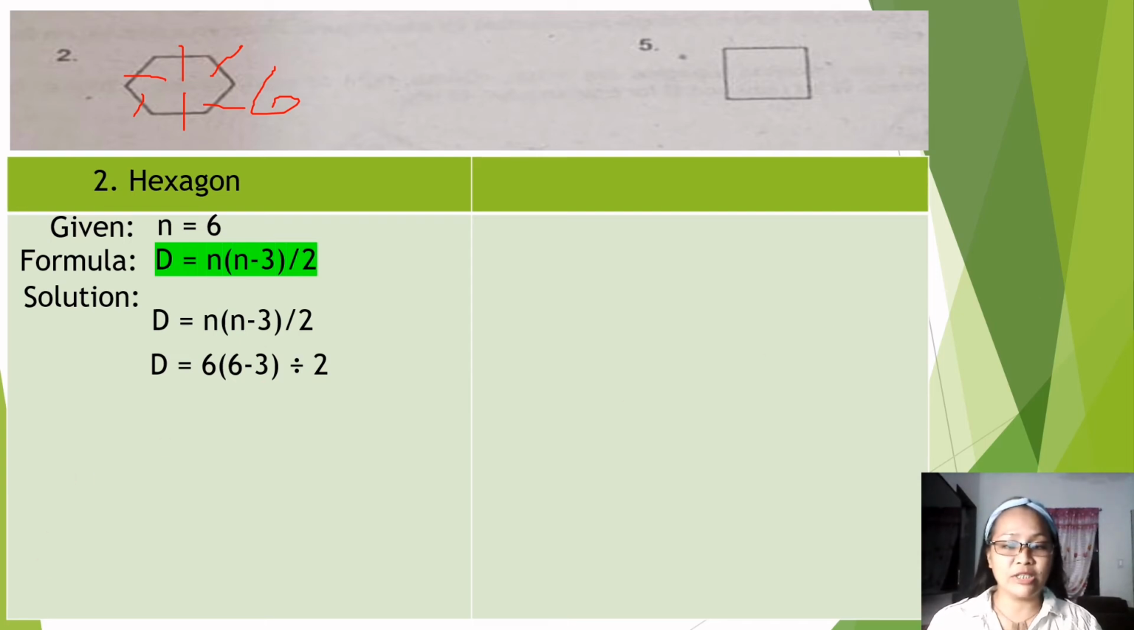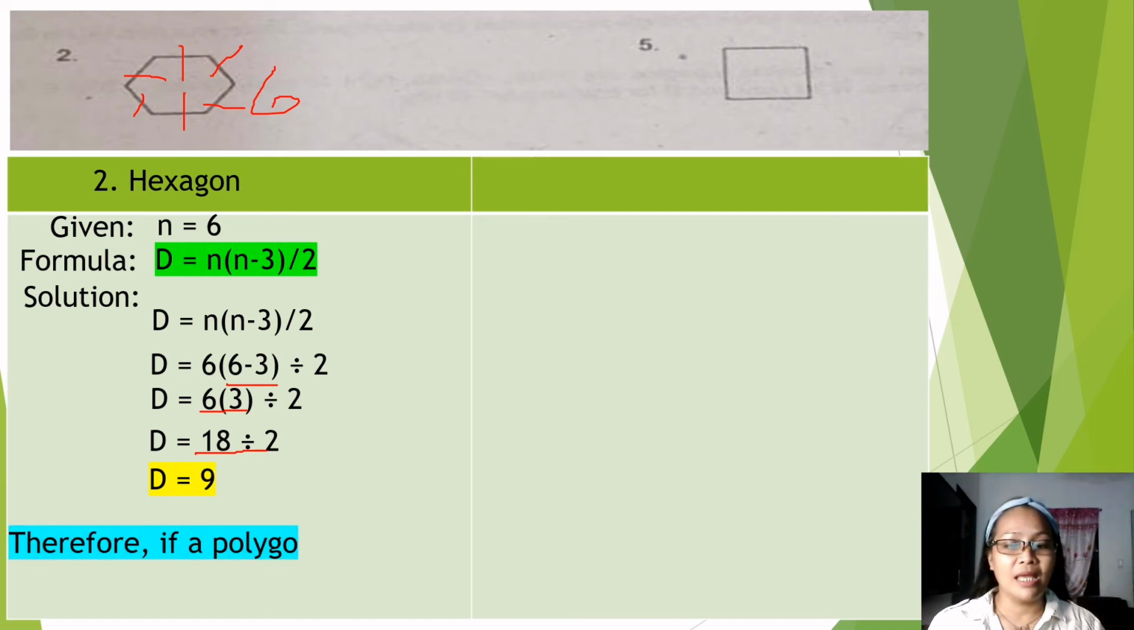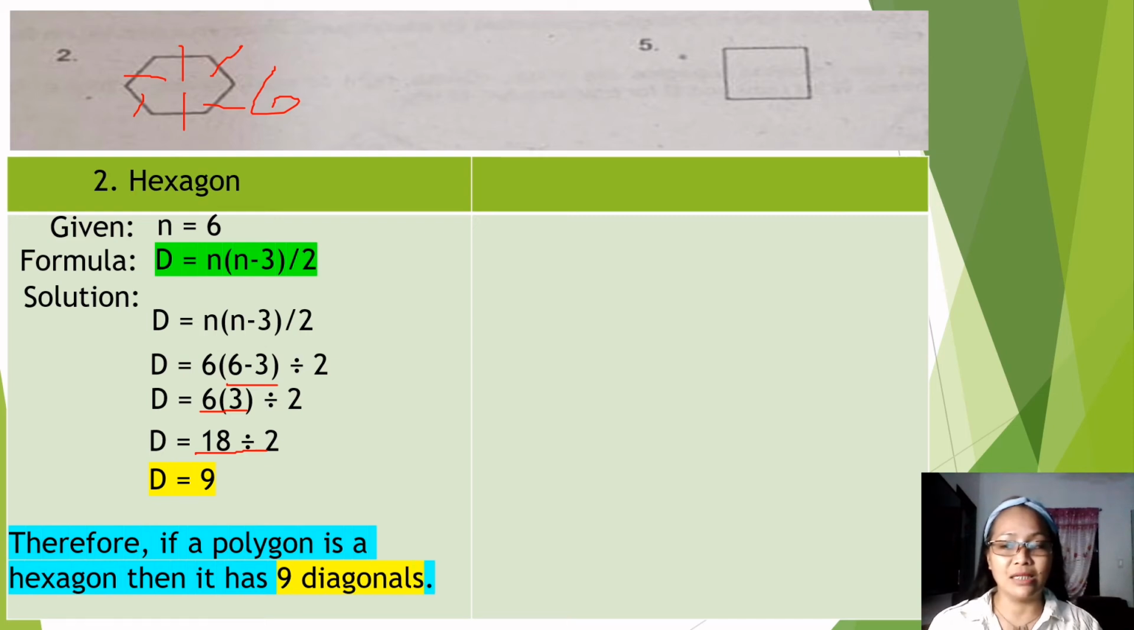Then perform the operation inside the parentheses. So we have now this equal to 6 times (6 minus 3 is 3) divided by 2. We will apply PEMDAS. So we will do first 6 times 3, which is 18, and then divided by 2. So 18 divided by 2, we have 9. Therefore, if a polygon is a hexagon, then it has 9 diagonals.